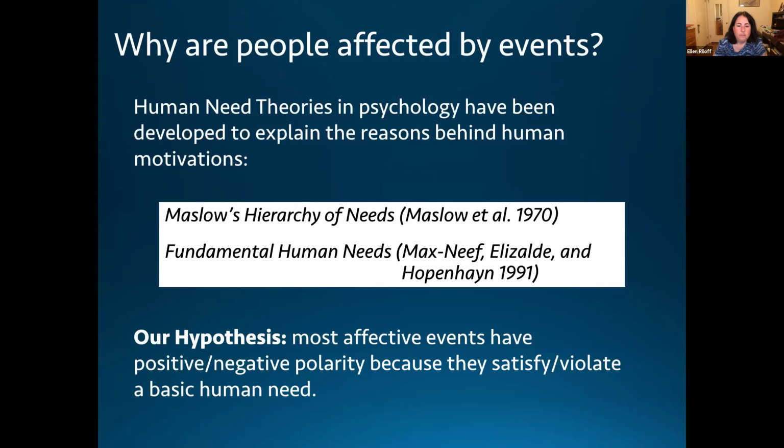They're really interesting to look at because they get at what people care about the most, what they get very upset about if they don't have, what they try to obtain, or what makes them feel most satisfied, and so on. Our hypothesis here is that most affective events have positive or negative polarity because they satisfy or violate one of these basic human needs. So that's what we explored in this work.